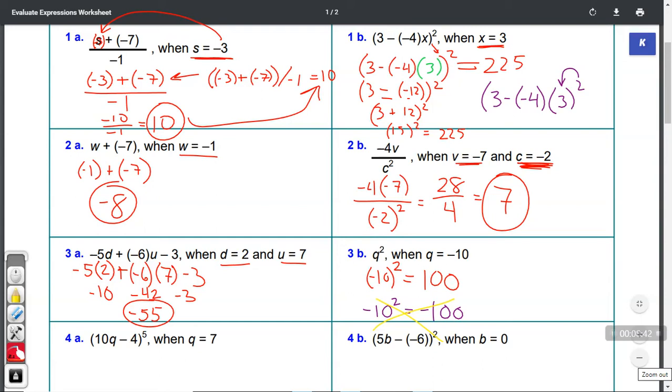That's not what we're looking for, but that's what the calculator will tell you because it thinks you're saying the opposite of 10 squared. Well, 10 squared is 100. The opposite of that is negative 100. We don't want that. We want negative 10 squared, which is negative 10 times itself, negative 10. And therefore that gives us positive 100.